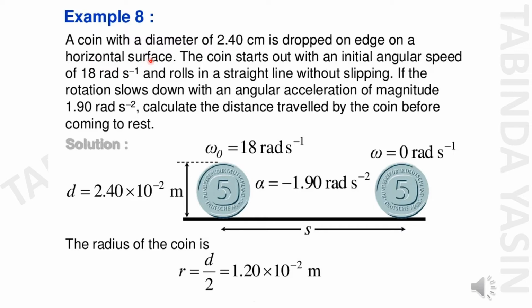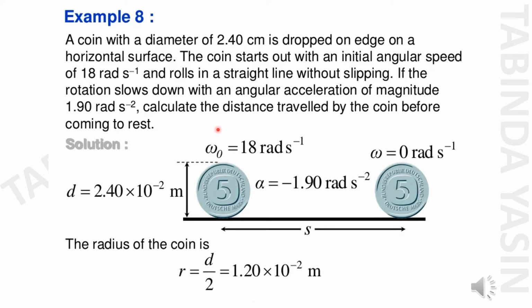Now, another example: a coin with a diameter of 2.40 centimeters is dropped on its edge on a horizontal surface. The coin starts out with an initial angular speed of 18 radian per second and rolls in a straight line without slipping. If the rotation slows down with an angular acceleration of magnitude 1.90 radian per second square, calculate the distance traveled by the coin before coming to rest.